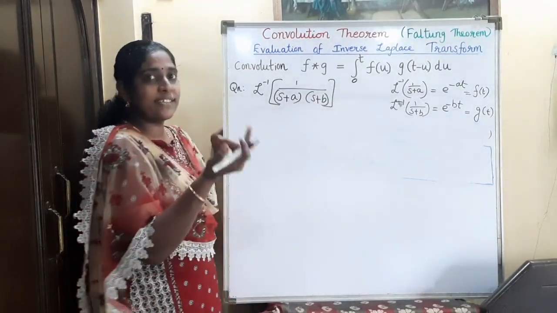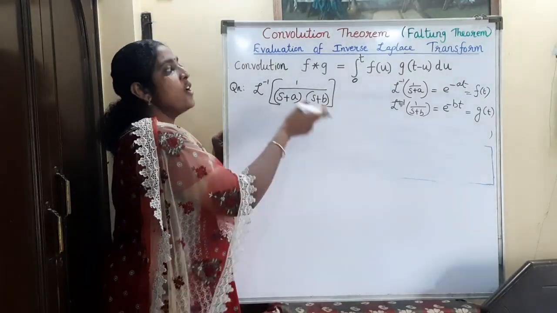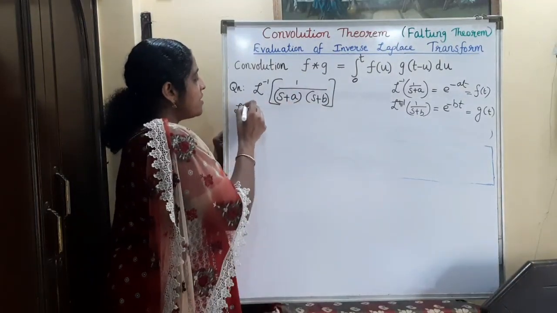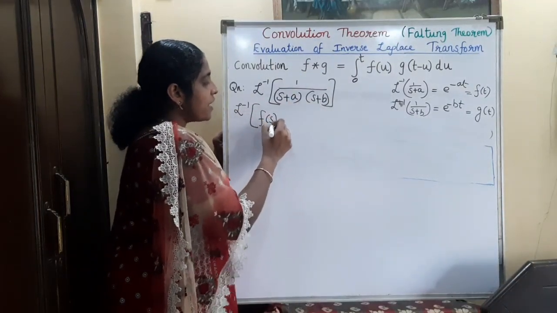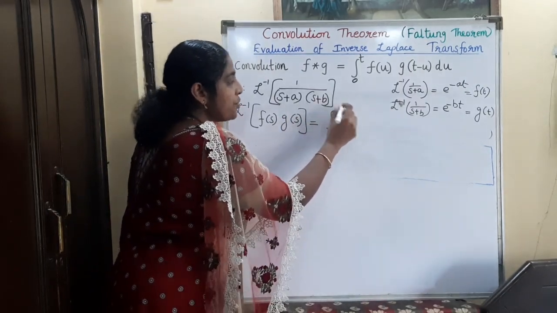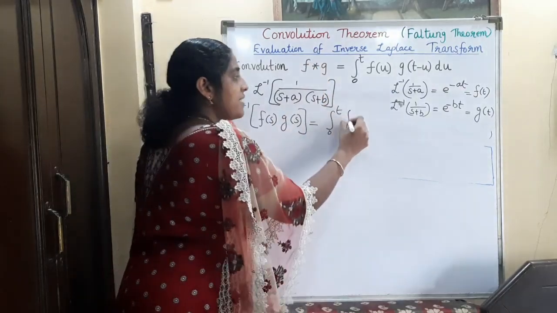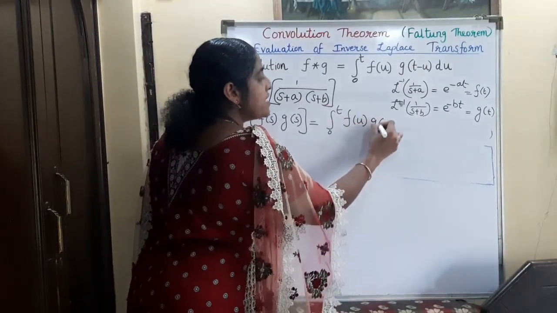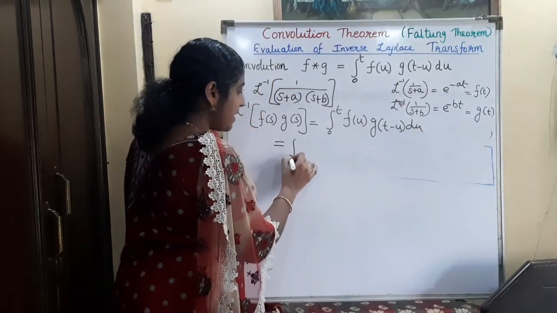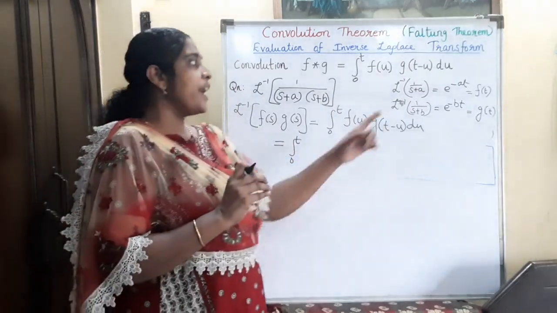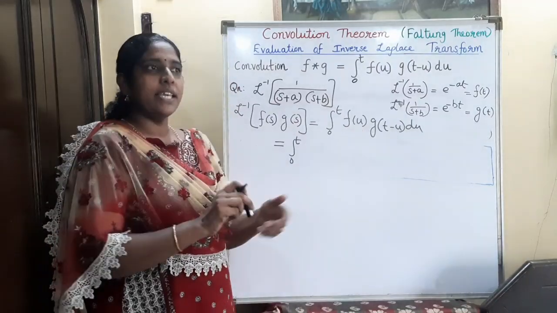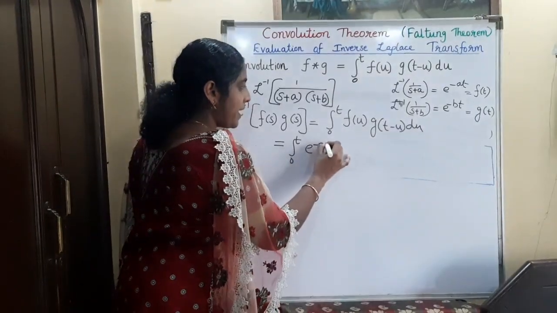Which are the two functions? E raised to minus at and e raised to minus bt. So we can apply the convolution theorem. What is our convolution theorem? Laplace inverse of F of s into G of s is the same as the convolution, that is integral 0 to t f of u g of t minus u du. That is, this is equal to integral 0 to t. What is our f of u? F of t is e raised to minus at. Flip that t to which parameter? The u parameter. So it will be e raised to minus au.